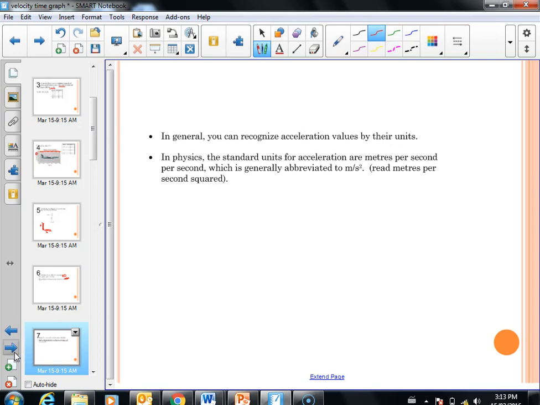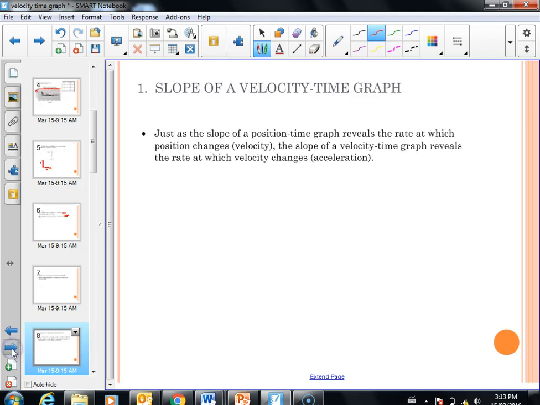In general, you can recognize all of the different variables by the units. We talked about distance, that is meters or kilometers, right? Velocity is meters per second or kilometers per hour. And then acceleration is meters per second squared or kilometers per hour squared. We looked at the slope of the position time graph, or the distance time graph, which we did before, and it tells us about the velocity. But the slope of a velocity time graph tells us how quickly velocity is changing, which is acceleration.